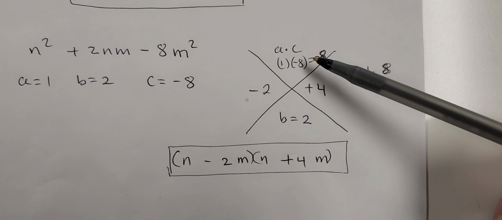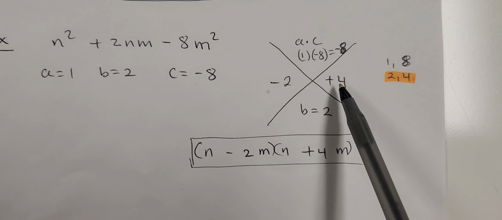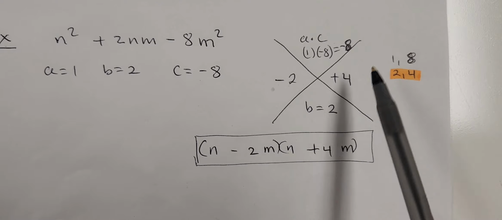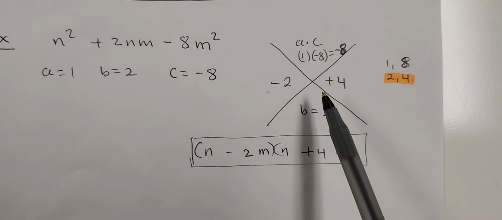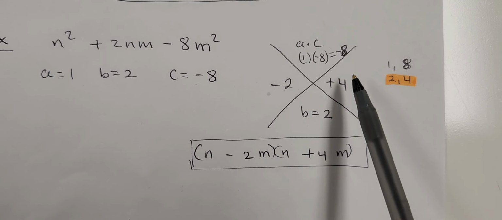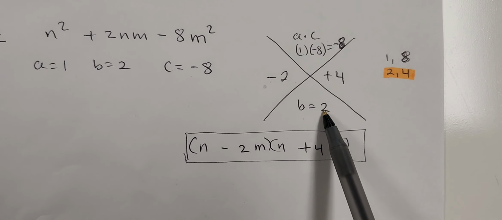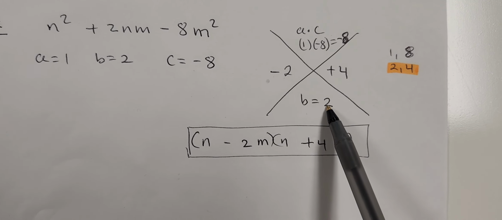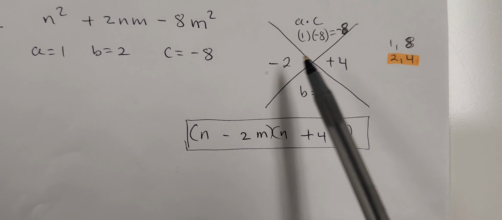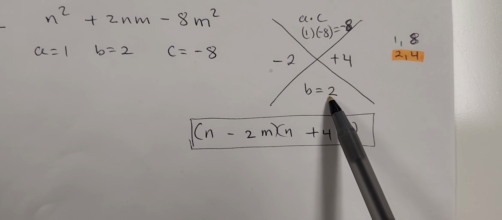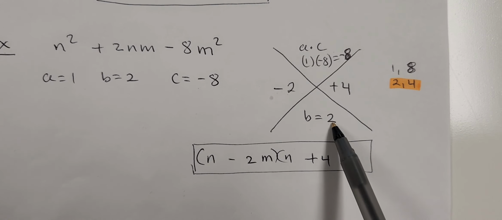Next, because I have a negative on top and the bottom is positive, we have to be careful which one has the negative and which has the positive. The only way this works is if 2 is negative and 4 is positive. Negative 2 times positive 4 gives me negative 8, and 4 minus 2 gives me positive 2. Because b is positive, 4 has to be positive and the 2 negative, since the bigger number takes the sign.